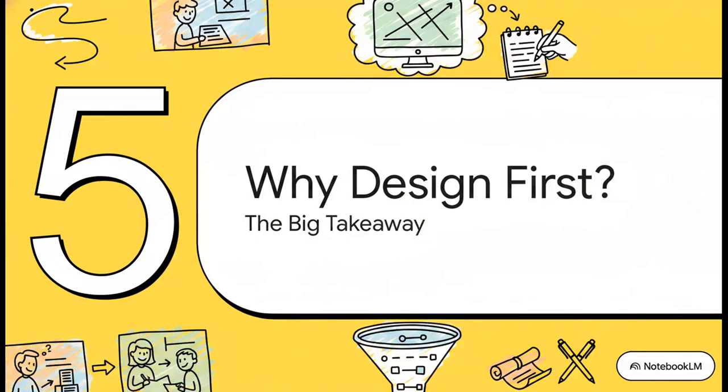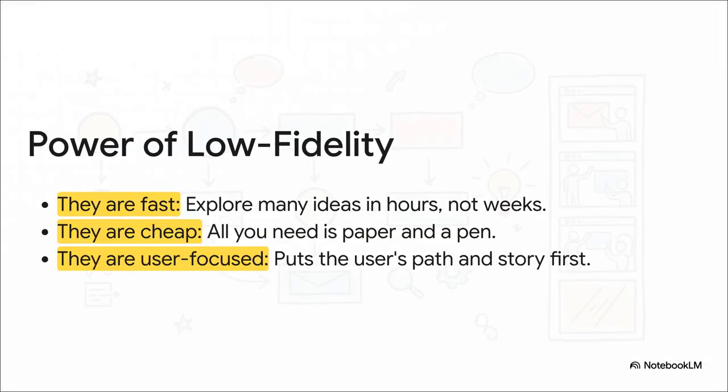So, we've seen the map with user flows, and we've seen the story with storyboards. But what's the big takeaway here? Why do we go through all this struggle with just pen and paper before even thinking about code? Well, the power is really in their simplicity. First off, they're incredibly fast and cheap. An idea that fails on paper costs you basically nothing, but an idea that fails after weeks of development can cost a fortune. But the real magic, the thing that ties this all together, is that they are relentlessly user-focused.